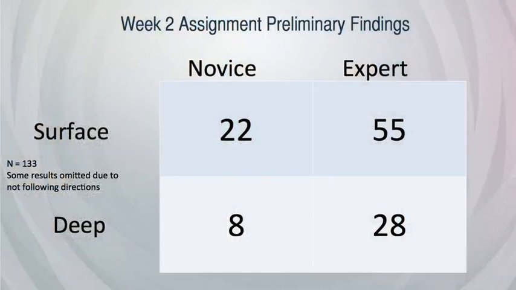Well, if you look at this 2x2 matrix, it turns out that our hypothesis is, so far, bearing out really well. So 3 of these 4 cells are significant. The only non-significant cell is experts using surface features. So let me walk through what that means. The novices are more likely to use surface features than random. So it is significant that novices are using surface features. It's significant that novices are not using deep structural features, and it's significant that experts are using deep structural features.